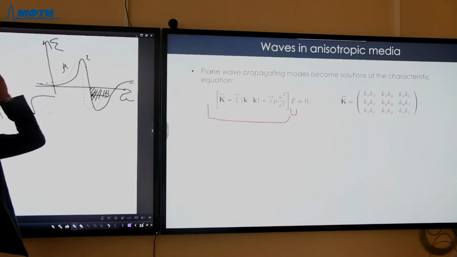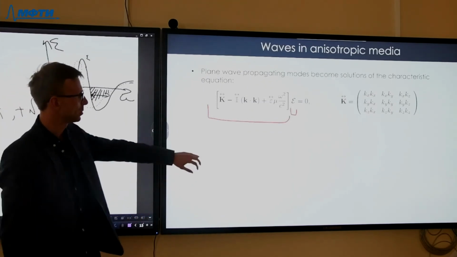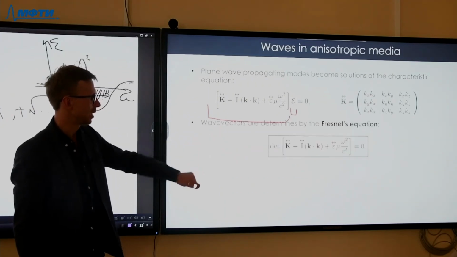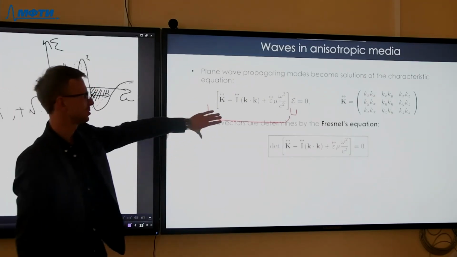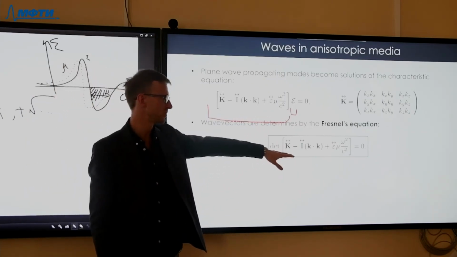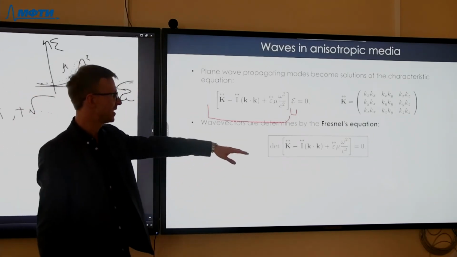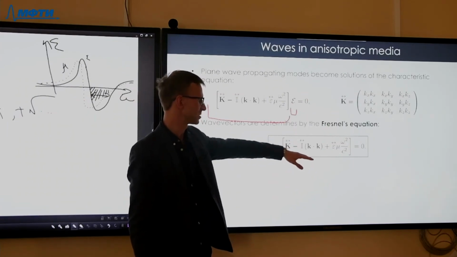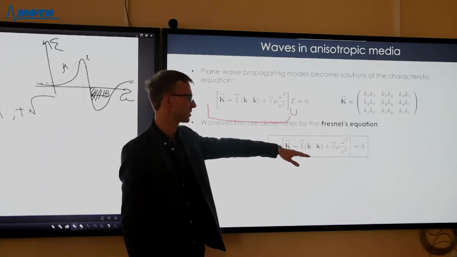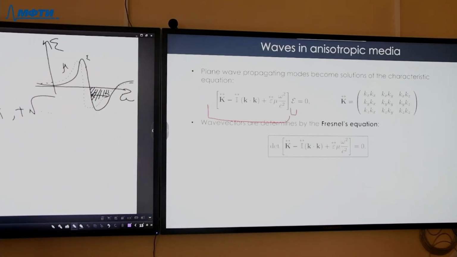Actually, not an eigenproblem, but the kernel problem, where we want to find all vectors that are in the kernel of this linear operator. How are we going to do this? We need to equate the determinant of this matrix to 0, because remember, this is just a 3 by 3 matrix. The solutions of this equation are all wave vectors that satisfy the original dispersion equation, and it is known as the Fresnel equation.